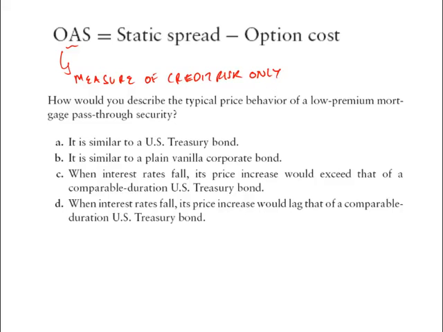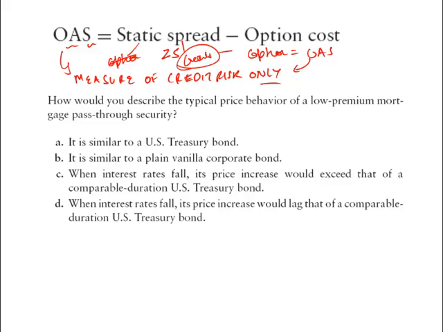So whatever was the zero volatility spread, from that Z spread, we would have to reduce the cost of the option or the value of the option, and the remaining spread will be a measure of credit risk only, because right now this spread is high because it has two components. It has an option and it has credit risk. Once I reduce the option, what is only left is the credit risk. So remember, option adjusted spread is a measure of the credit risk of a mortgage-backed security because the option value has been taken away.